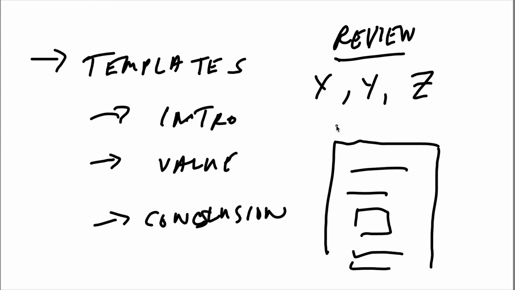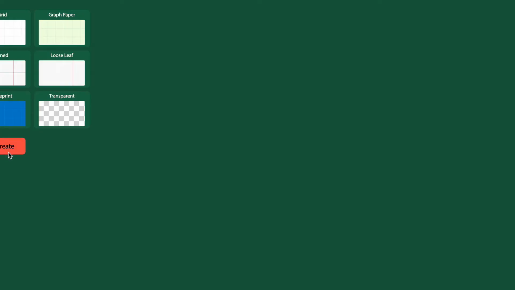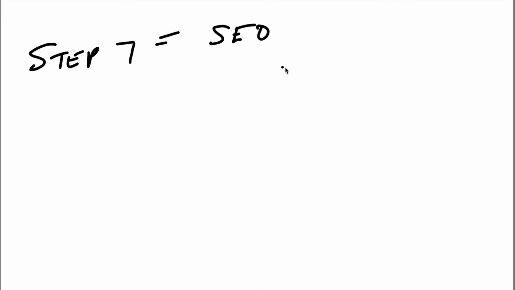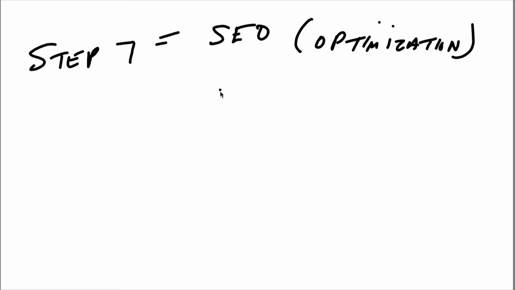So once you create the content, you've got your website up. Step 5, step 6, you start creating content. Step 7 is where we talk about SEO. So step 7 is SEO, and SEO stands for search engine optimization. So basically, you want to optimize, in this example, your website.